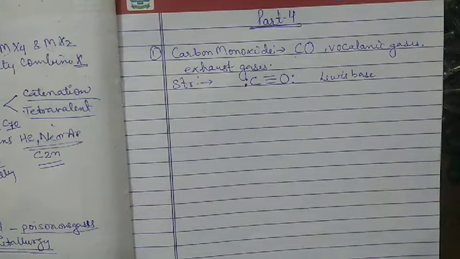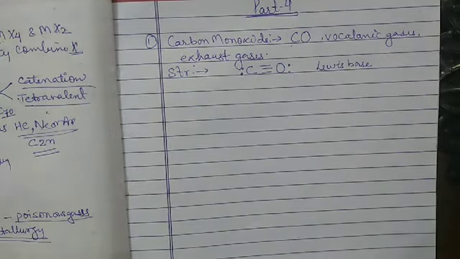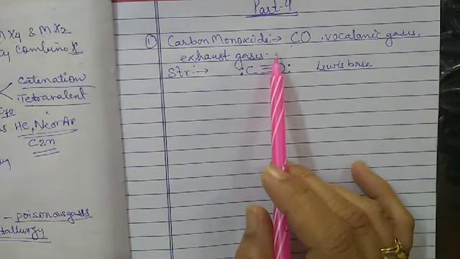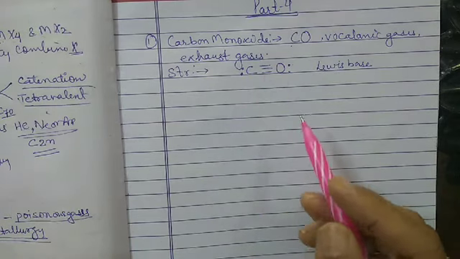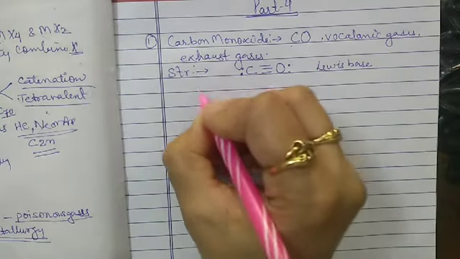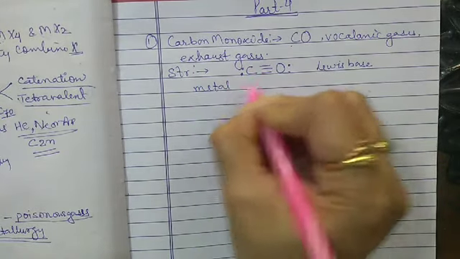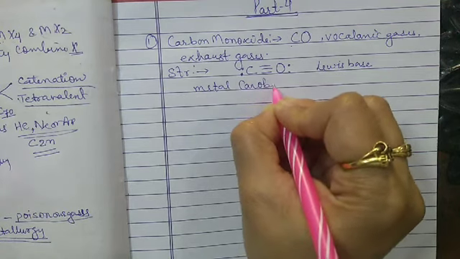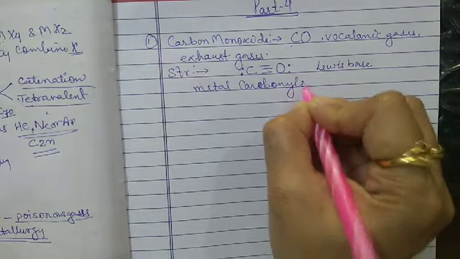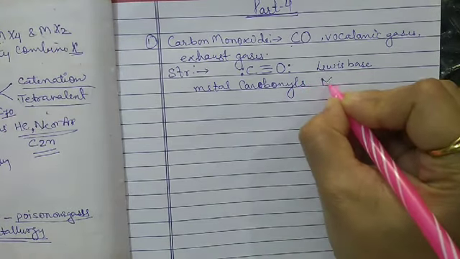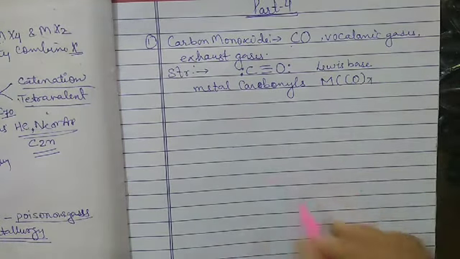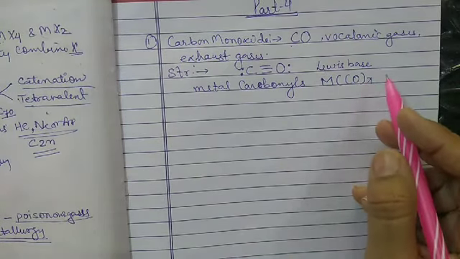It reacts with certain metals at high temperature. Carbon monoxide reacts with certain metals at high temperature to form metal carbonyls, with the formula M(CO)x. This x is any number, it is 2, 3, 4, 5.